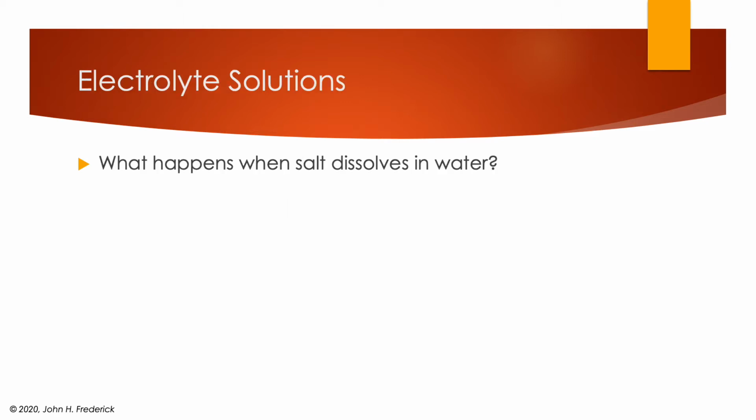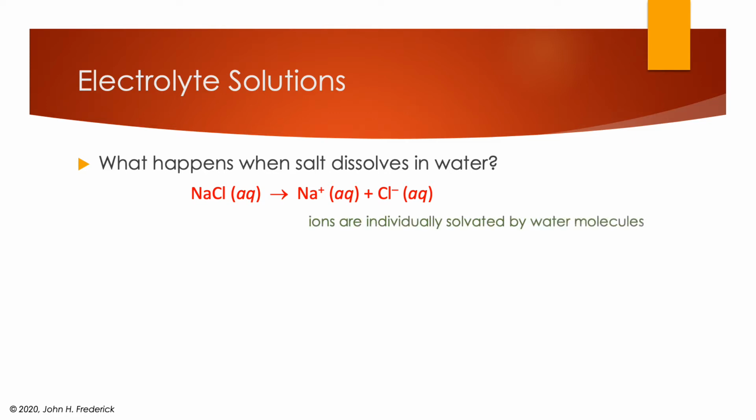So let's start by considering what exactly happens when we dissolve salt in water. It's something that we've probably all done in the kitchen at one time or another, but what's actually happening down at the atomic level? Well, when that sodium chloride hits the water, it ends up being broken up into its separate ions, its sodium ion and its chloride ion, and those ions are individually solvated by water molecules.